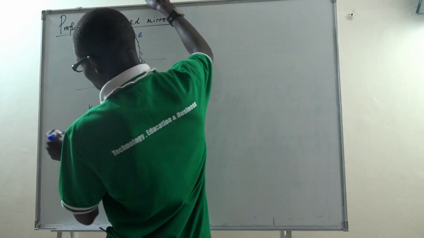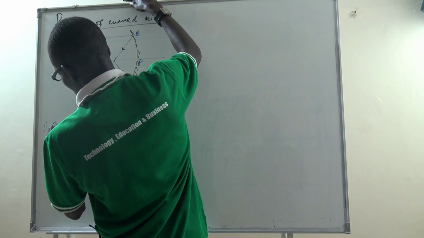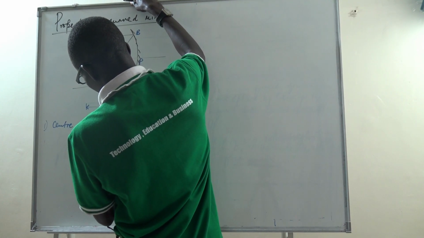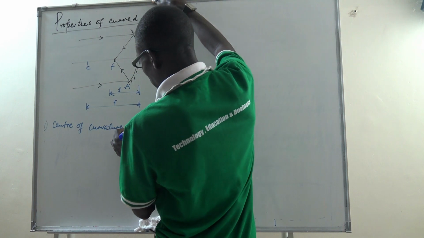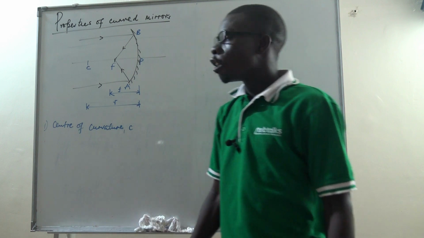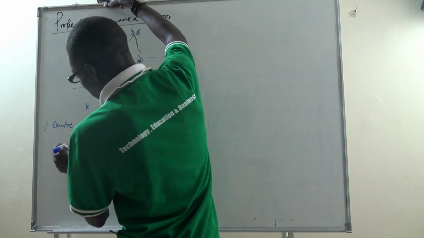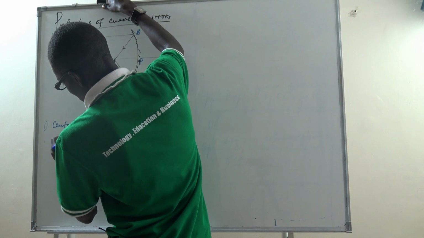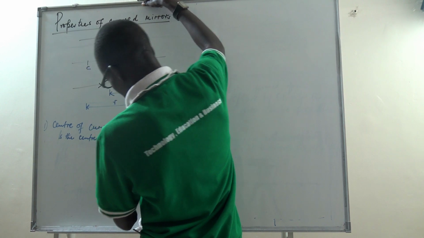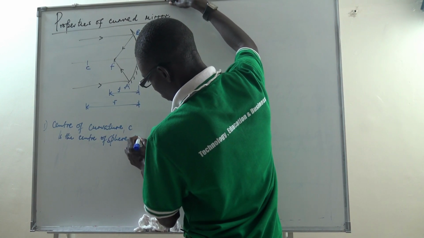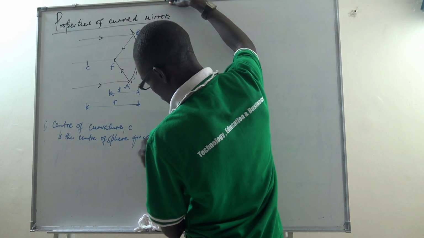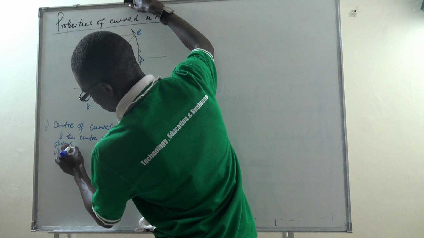So we can begin with the center of curvature. And on our diagram it is C. Okay? What is the center of curvature C of this mirror here? We can define it as the center of the sphere of which the mirror forms a part.